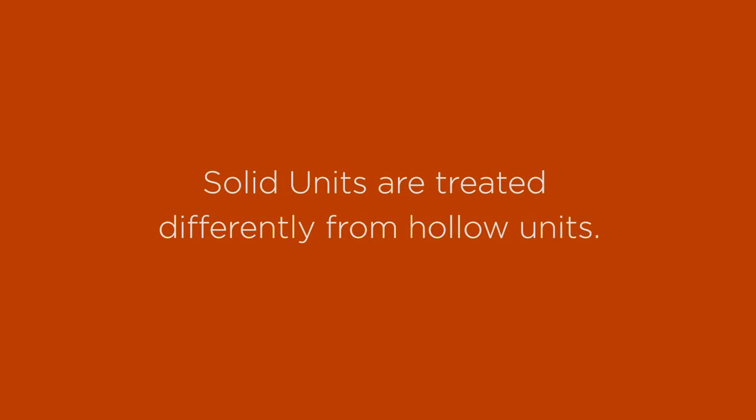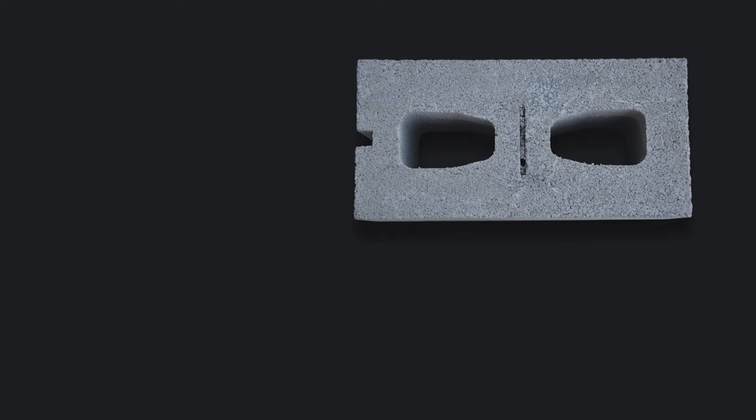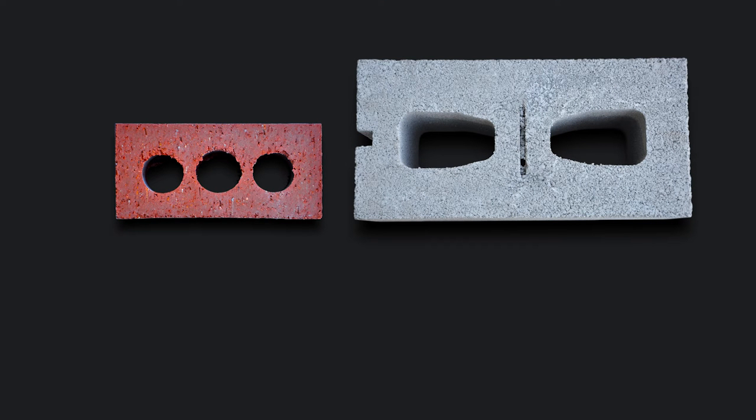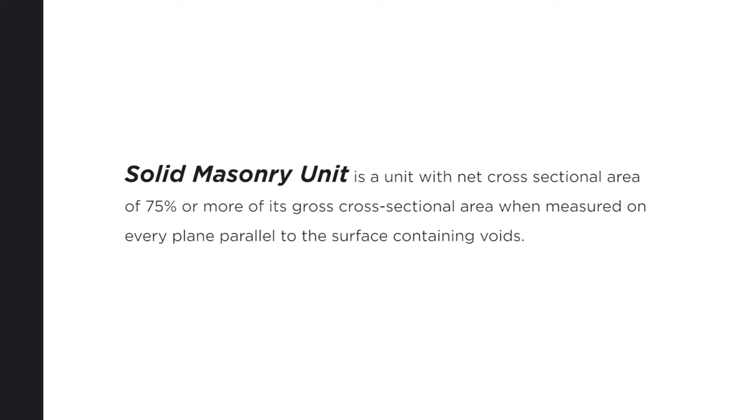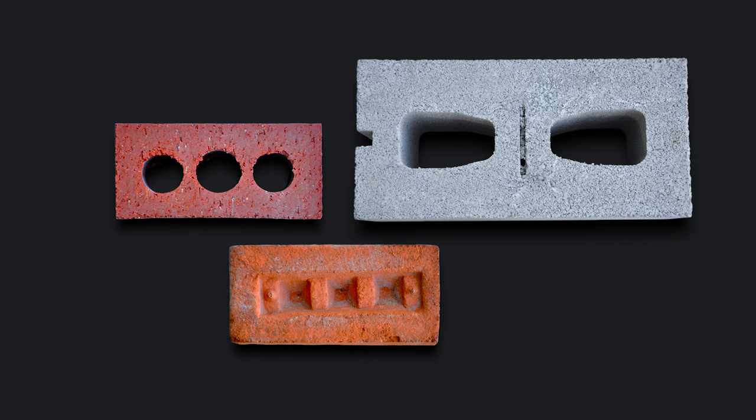Solid units are treated differently from hollow units. Is this a solid unit? Or this? Or this? Let's start with a definition of what a solid unit is. A solid unit is a unit with net cross-sectional area of 75% or more of its gross cross-sectional area when measured on every plane parallel to the surface containing voids. In short, if the area of the unit, looking from above, is 25% or less hollow space, it's a solid unit. All of these are solid units.